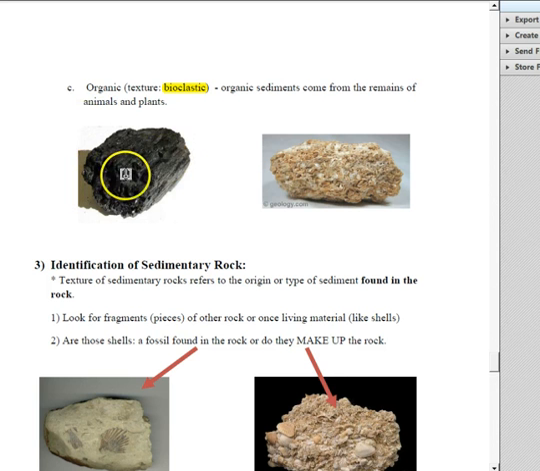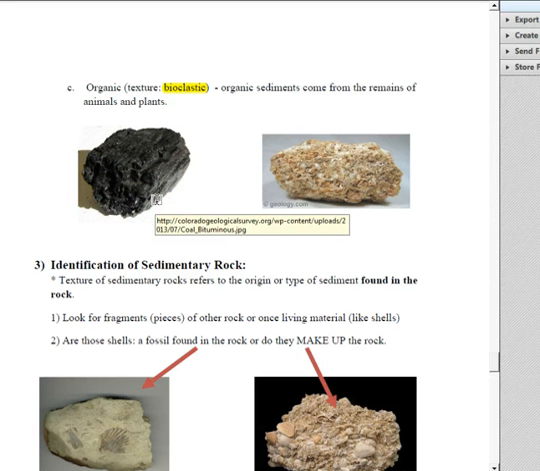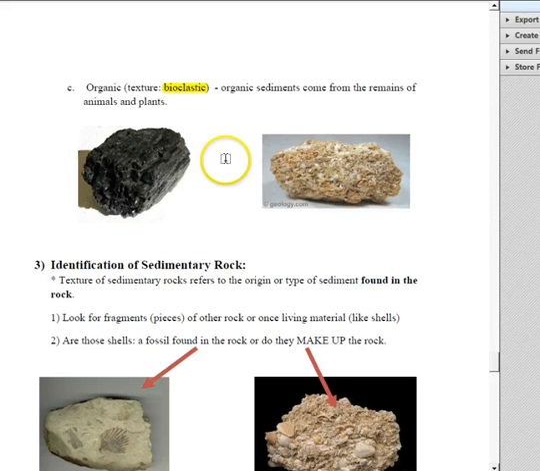So this picture right here is of coal. Coal forms from decayed plant remains. So that would be in a swamp-like environment. Leaves or trees, any kind of plant material is going to fall to the bottom of the swamp. It's going to be compressed, compacted, and cemented over time to form this coal.